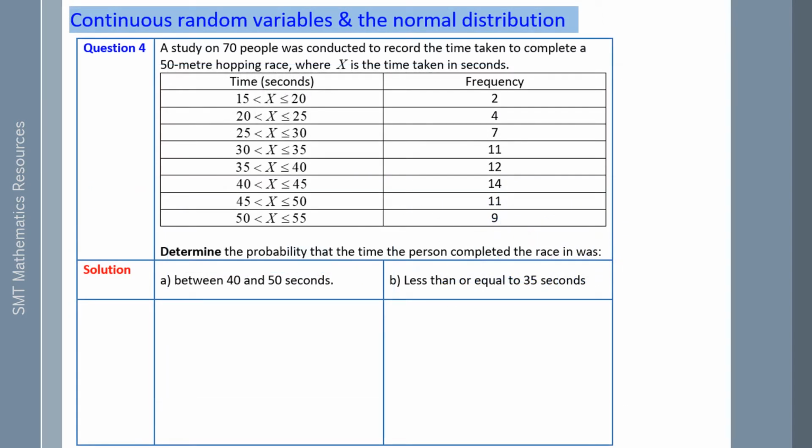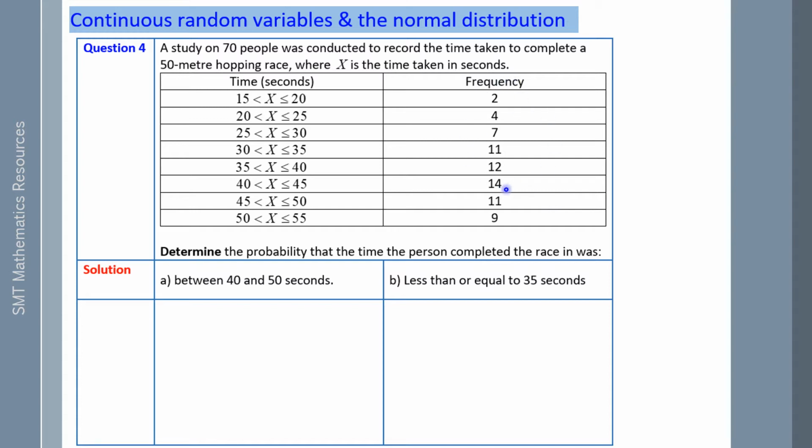Question 4. A study on 70 people was conducted to record the time taken to complete a 50-meter hopping race, where x is the time taken in seconds. Determine the probability that the time the person completed the race in was between 40 and 50 seconds. So between 40 and 50 seconds.